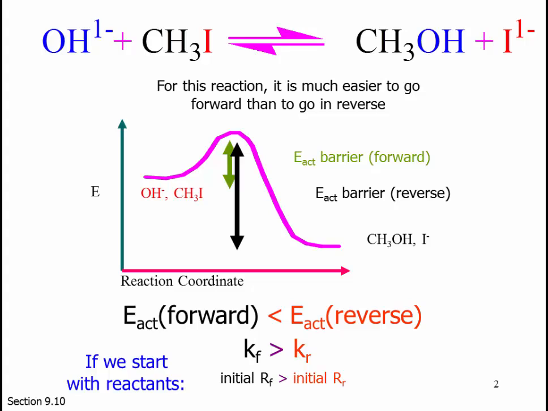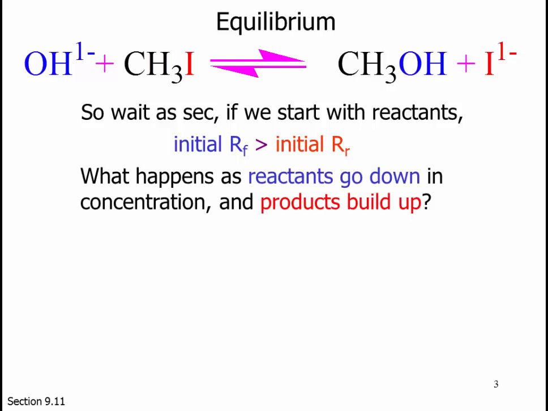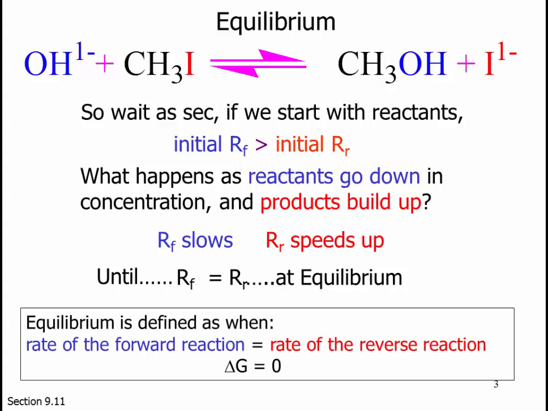So if we start with reactants, initially the rate forward is greater than the rate reverse, so the reaction proceeds in the forward direction. However, what happens as the concentration of reactants go down and the concentration of products build up? Well, the forward rate slows and the reverse rate speeds up until we reach a special condition known as equilibrium, where the rate forward is equal to the rate reverse. It's also known as the time when the free energy change of the reaction is at zero.